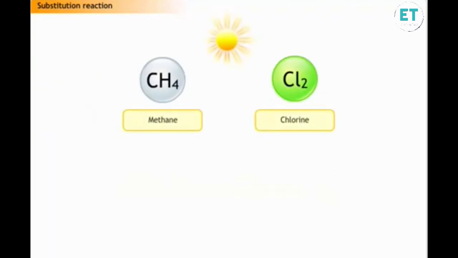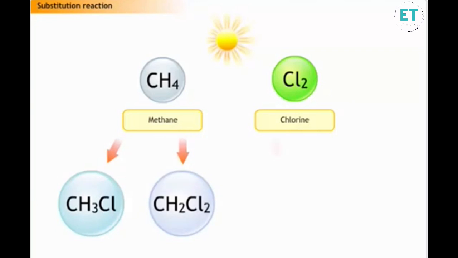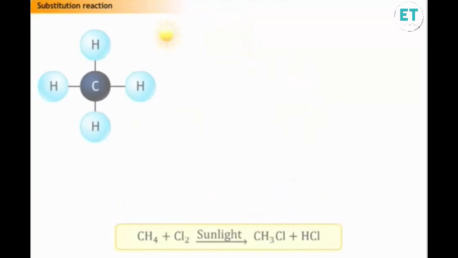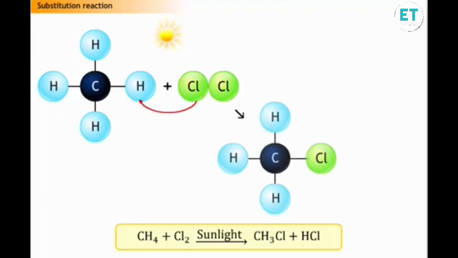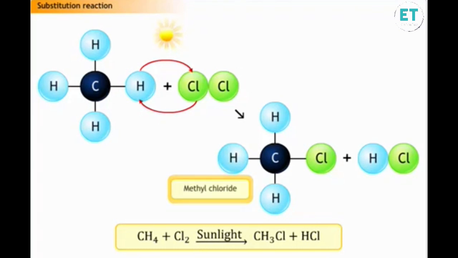When equimolar amounts of methane and chlorine react in the presence of sunlight, then a mixture of chloromethane, dichloromethane, chloroform, and carbon tetrachloride is formed. In this reaction, chlorine substitutes the hydrogen atoms one by one. Initially, chlorine replaces or substitutes one of the hydrogen atoms and forms methyl chloride or chloromethane.